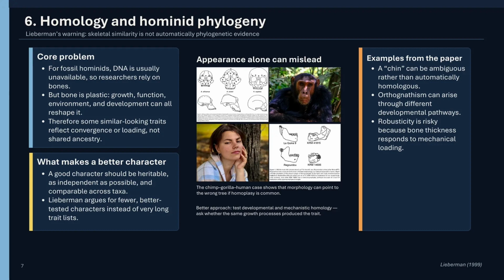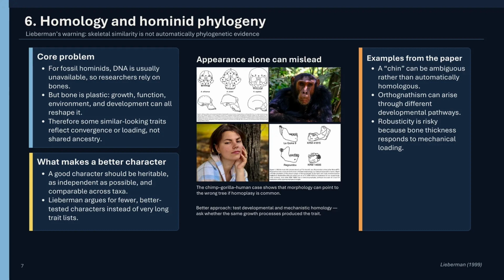Morphological data from bones is the primary source of information for the vast majority of fossil specimens spanning millions of years. Skeletal similarities can result from common ancestry, convergence, shared development, or environmental influences, so not every similarity is useful for building a tree. So why are bones difficult phylogenetic evidence?